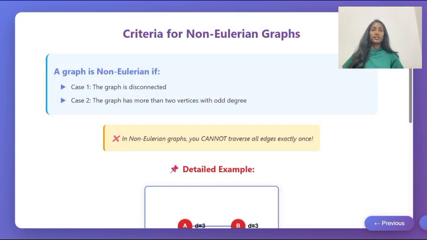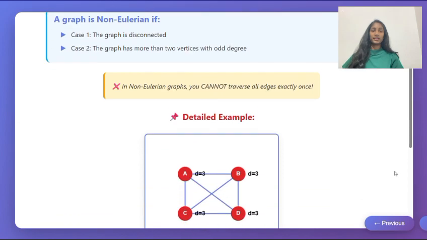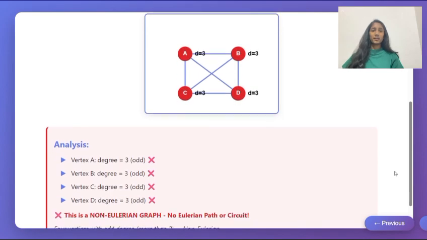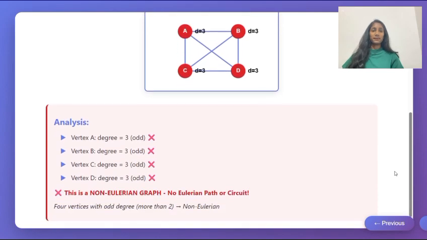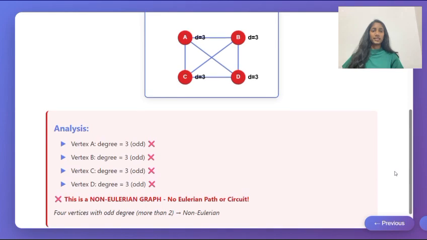Finally, non-Eulerian graphs are graphs where you cannot have an Eulerian path or circuit. This happens if the graph is disconnected or has more than two vertices with odd degrees. Look at this example. All four vertices A, B, C, D have odd degrees. That means you cannot work through every edge only once, no matter where you start.